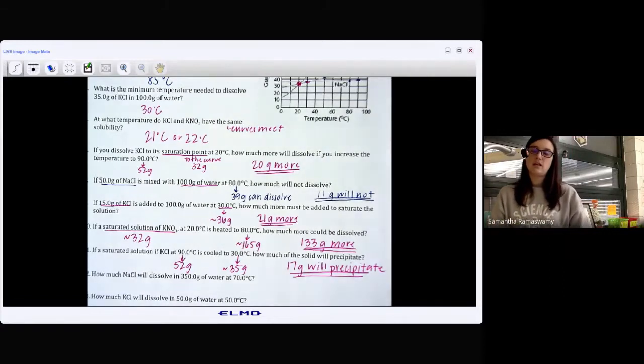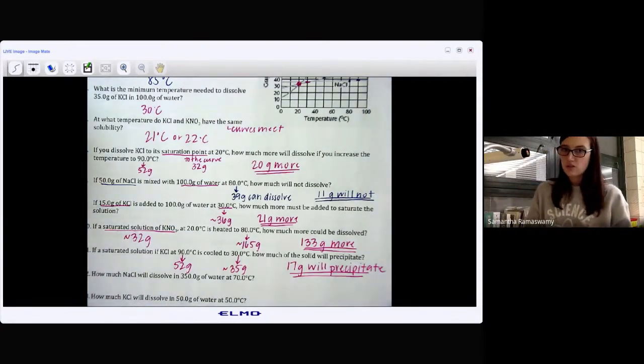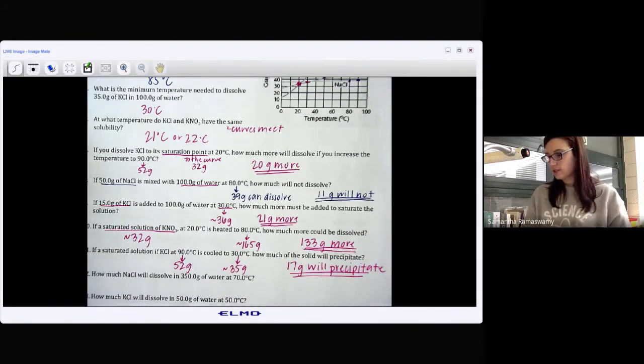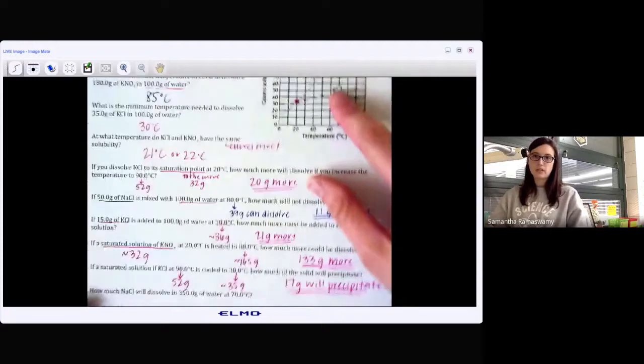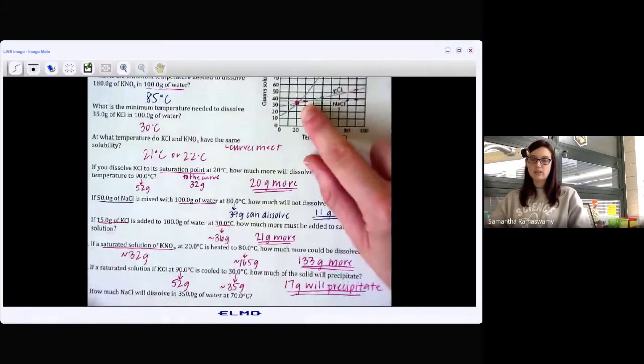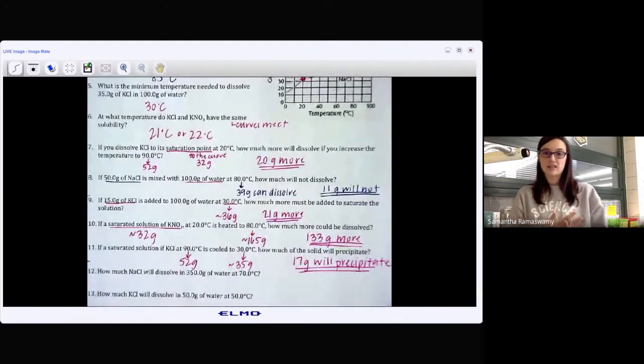And then if a saturated solution of KCl at 90 degrees is cooled down, how much will precipitate? When you cool something down, this is actually how Jello works. Jello is a little bit different because gelatin has its own set of characteristics. But when you make Jello, you boil the water and mix in the Jello powder. And then as it cools, it starts to solidify. So that's actually what happens with solubility. If you cool something down, the solid that you had dissolved will precipitate out as a solid.